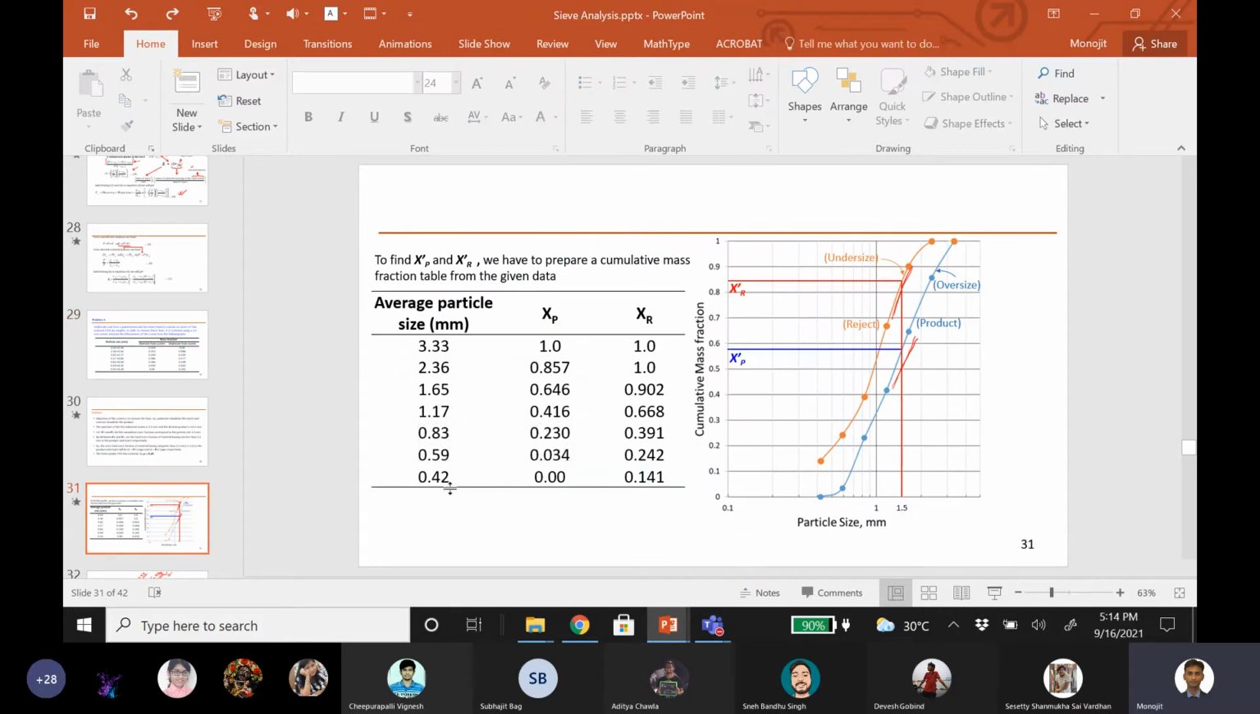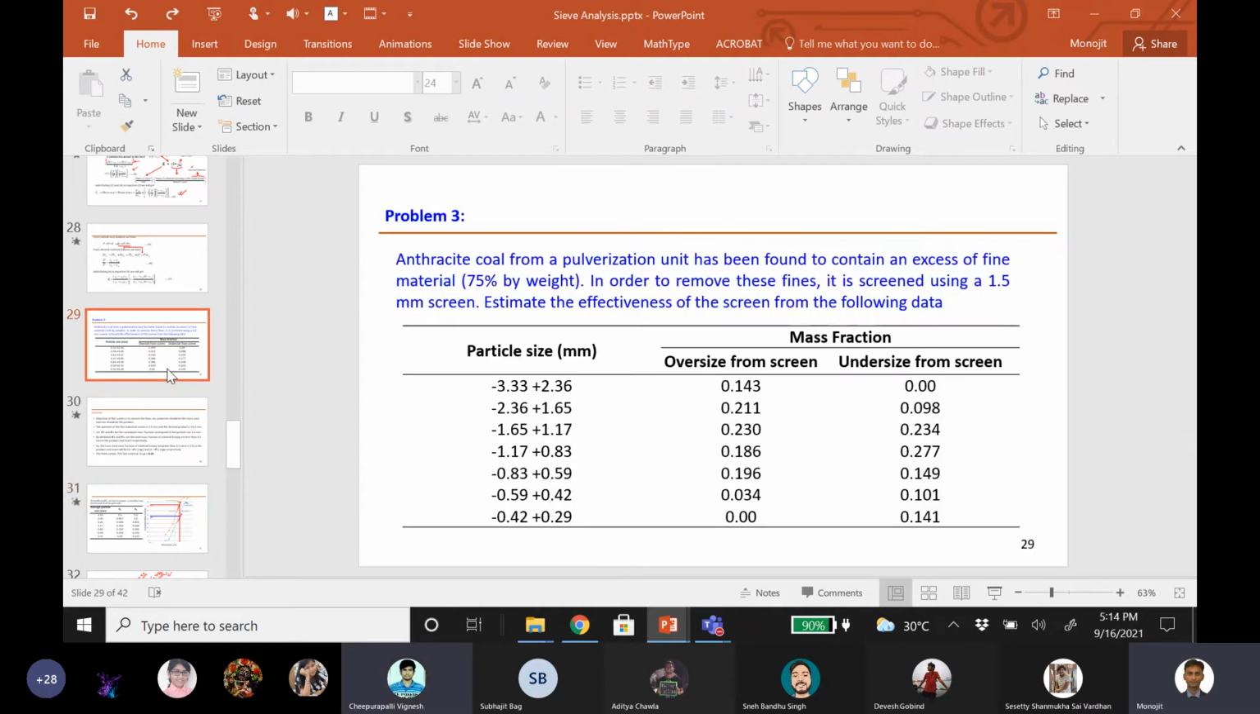Does that make sense now? Because this number represents the total weight fraction of the particles which is smaller than 0.42. Does that make sense now? Yes, sir. Okay.